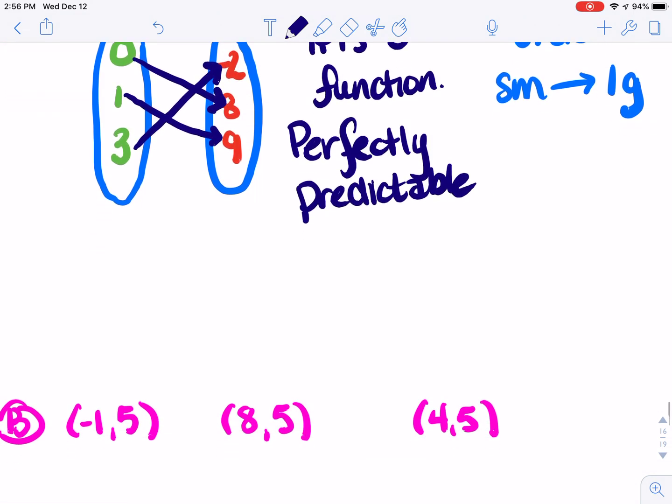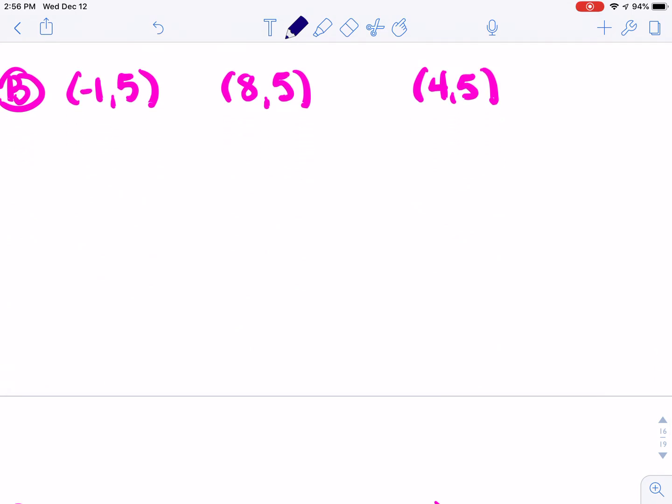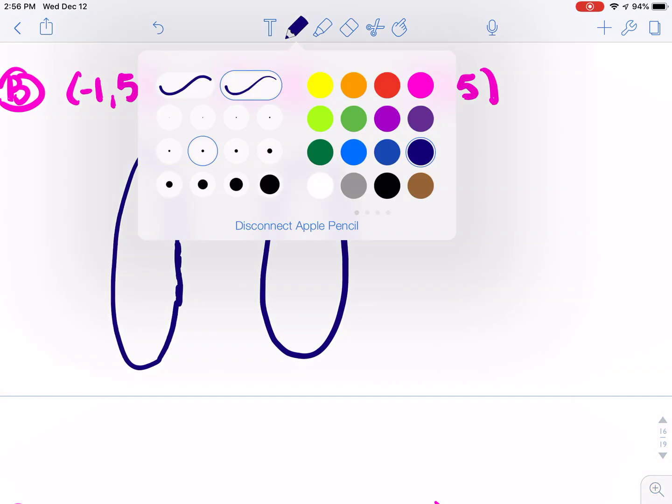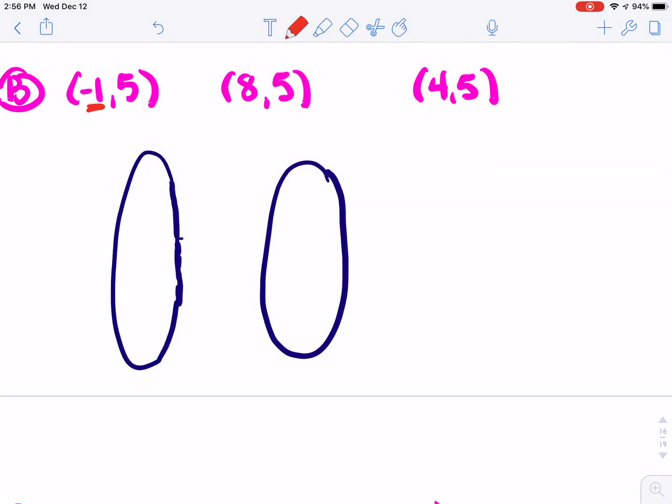Okay, let's look at another set of points. On this one, I have (-1, 5), (8, 5), and (4, 5). So I'm going to set up my circles for mapping. Now I'm going to start to look at my points. So I have -1, 8, and 4 that are all going to be my X's, where X goes in this first one. If I go from smallest to biggest, it's going to be -1, 4, and 8.